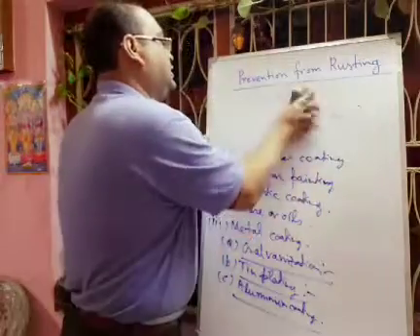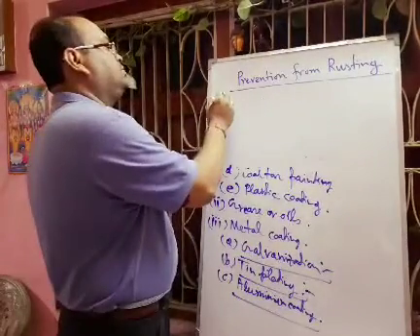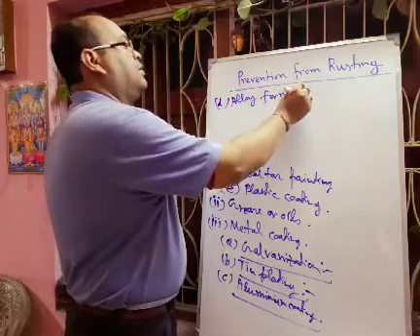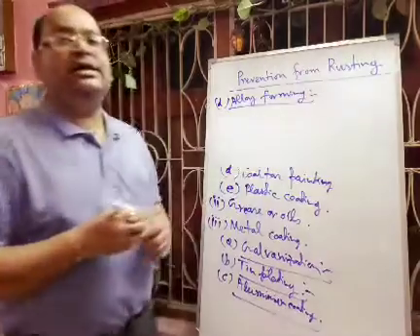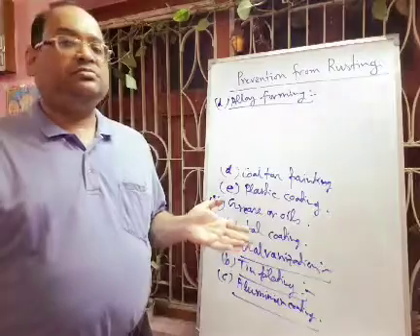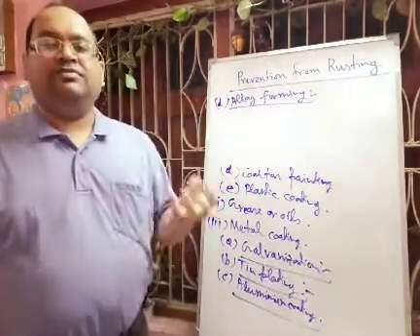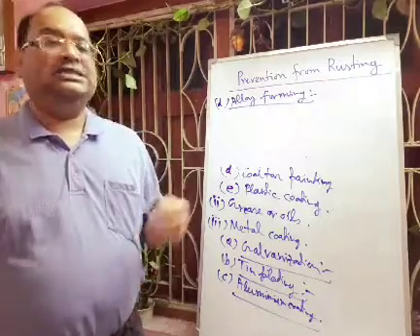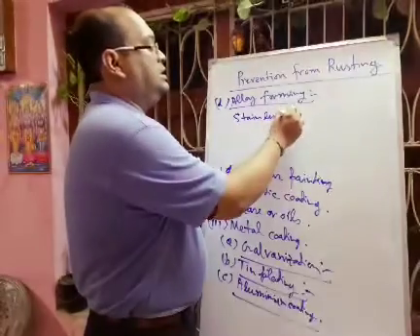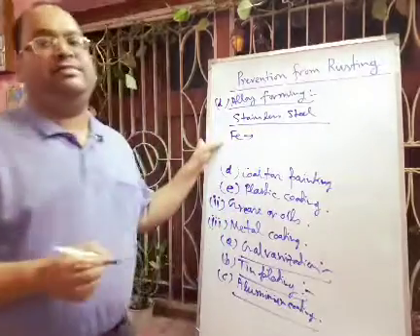another process that is called alloy forming. All of you know that an alloy is a homogeneous mixture of metals. So iron, if you mix with nickel, chromium and carbon, it will form stainless steel. Now in stainless steel, what is the composition? In stainless steel, iron will be near about 73%.